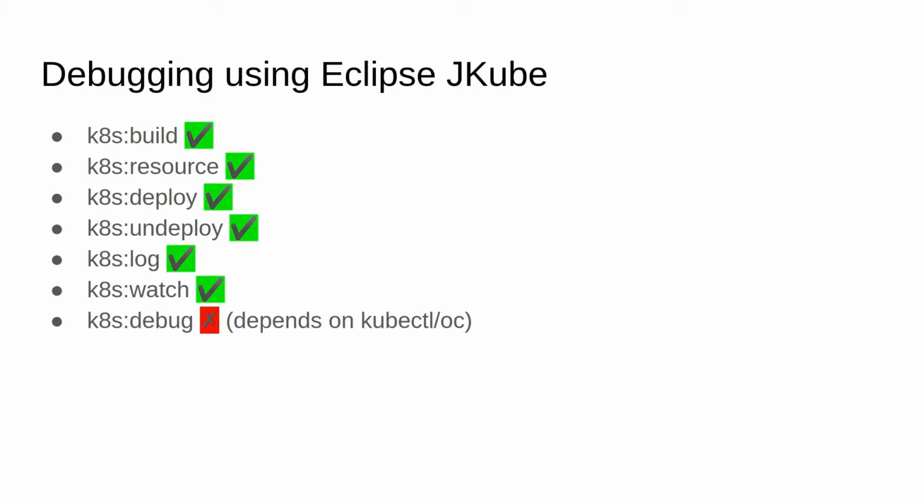Today for this demo we'll be showcasing the Kubernetes debug goal improvements. So far the Kubernetes Maven Plugin and OpenShift Maven Plugin used to rely on the REST API for most of their operations, but we had this debug goal that used to rely on kubectl and oc binaries for port forwarding. We have refactored this and now it's relying on the REST API as well. So let's jump to the demo.